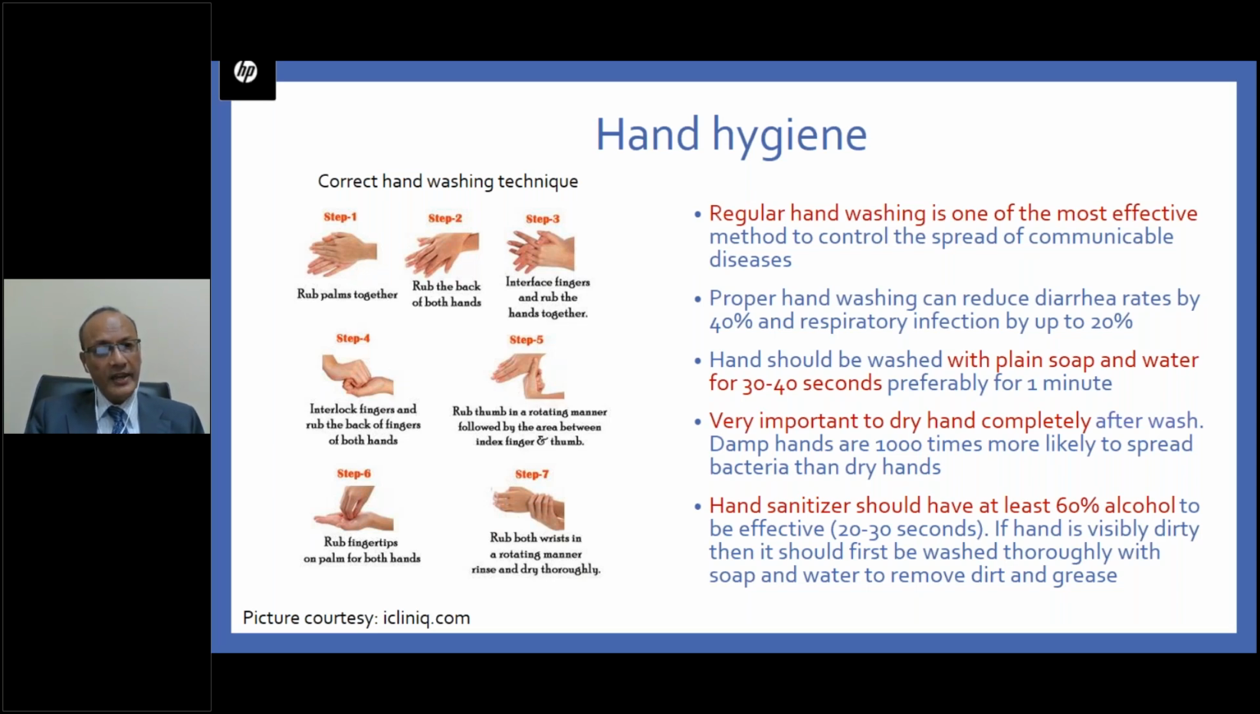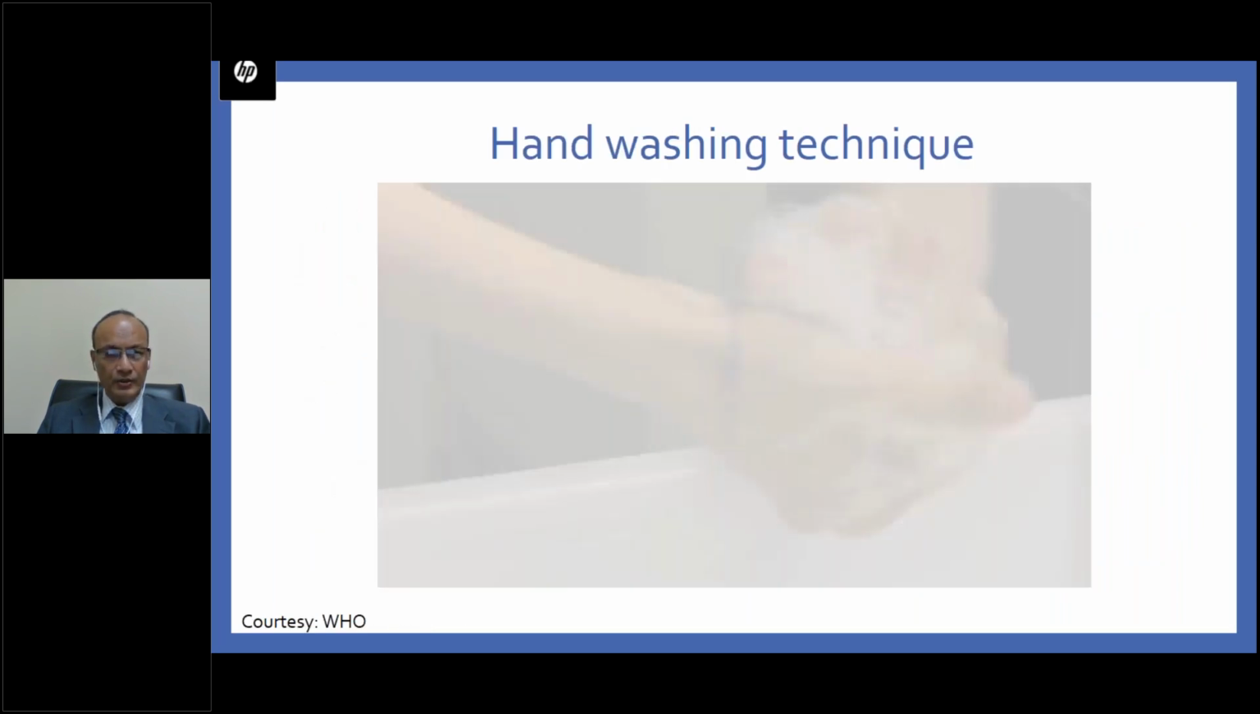Now, I think we all are aware of the correct hand washing technique, which involves 7 steps. So I think I don't need to go into the details of that. So proper hand washing can be the most effective method in the control of the spread of COVID-19. I have a video to show this technique, but due to the lack of time, I would not play this video. I'm going to share the link at the end of this presentation, so you can watch this short video of 1 minute on how to wash your hands correctly.